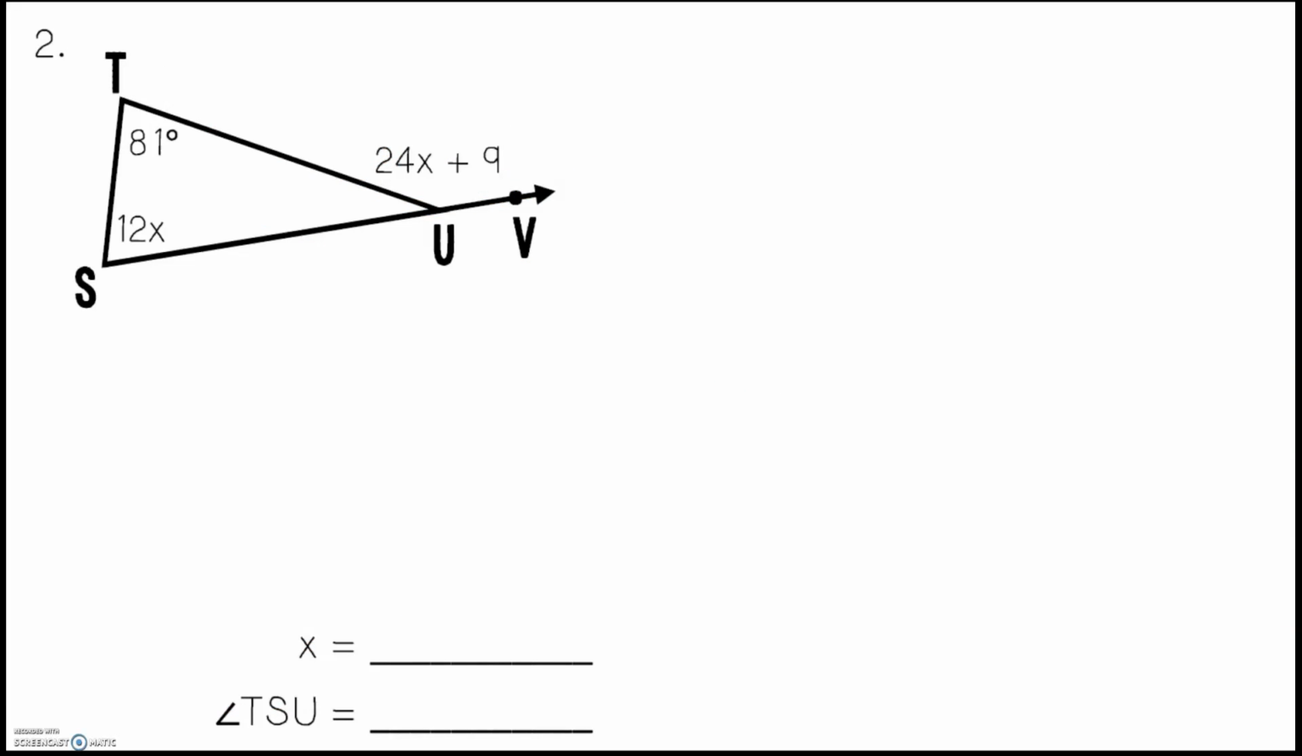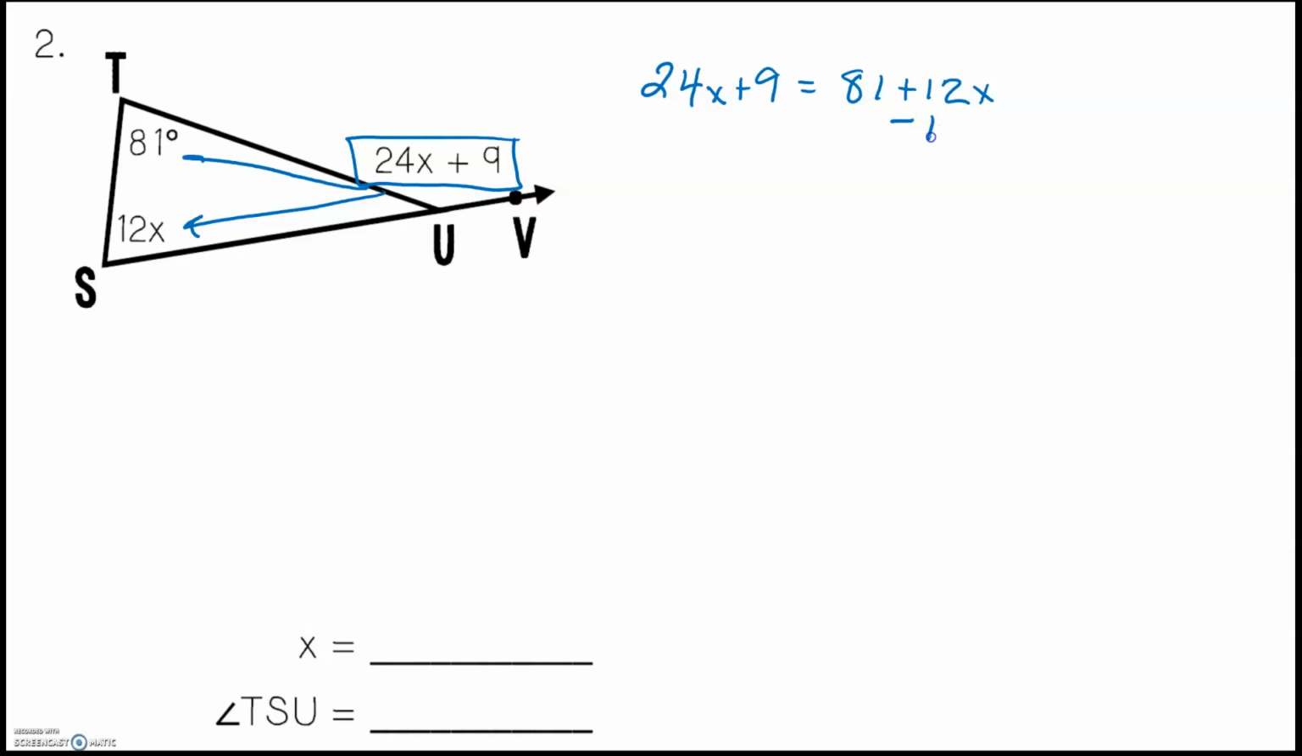Okay, number 2. Okay, the exterior angle equals the sum of the two remote interior angles. So I'm going to do 24x plus 9 equals 81 plus 12x. I'm going to put letters on the left and numbers on the right. So move this 12x first over to the left. So then I get 81 here and the plus 9.